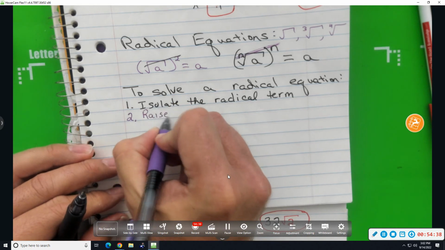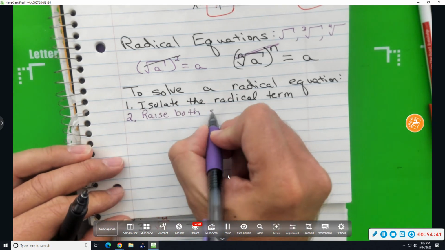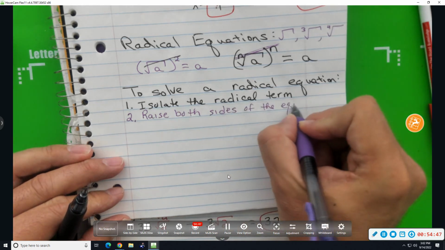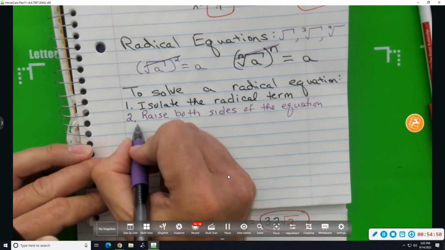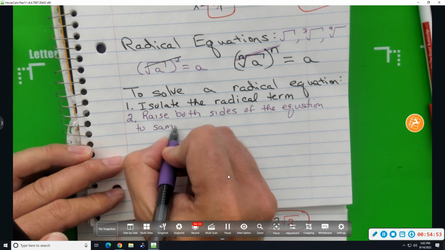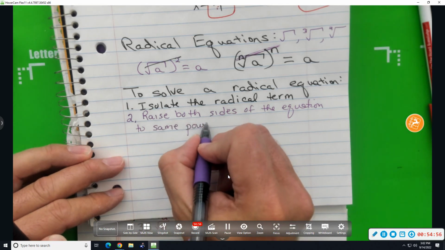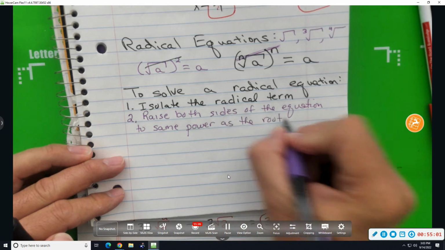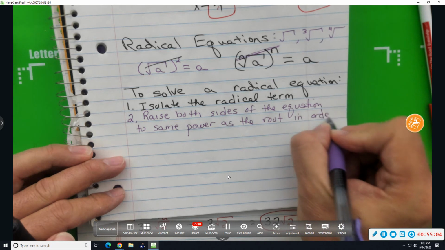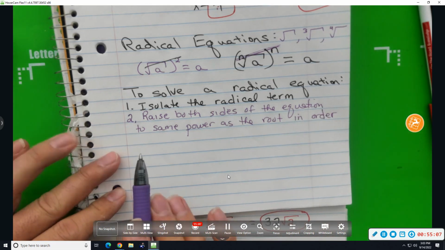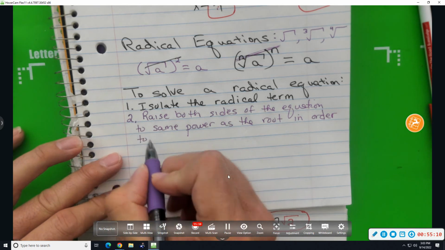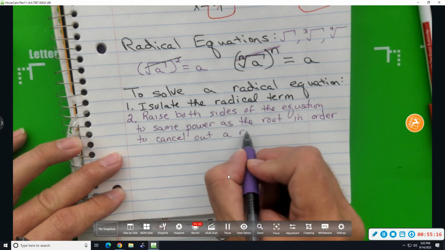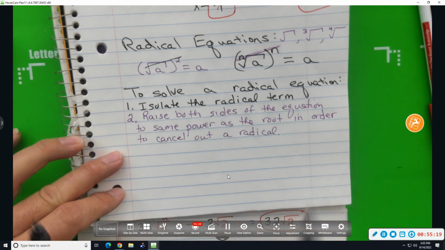Raise both sides of the equation to the same power as the root. If it's a square root, square it. If it's a cube root, cube it. People don't like cube roots, but I tell you, they are so much nicer than square roots. Cube roots don't produce imaginary numbers, so don't be worried about the cube roots. I assure you the square root equations are much messier than the cube root equations.